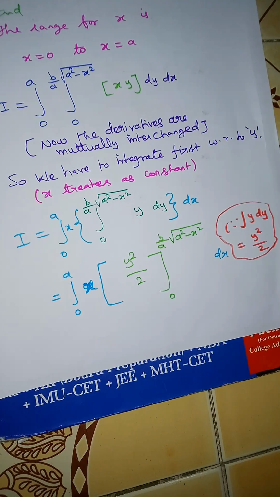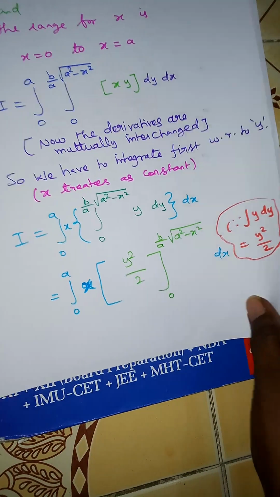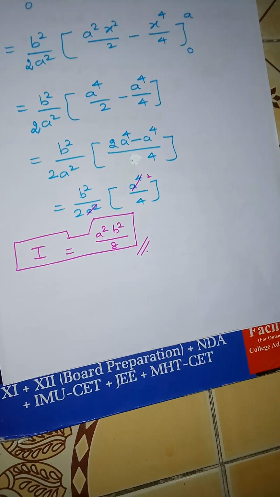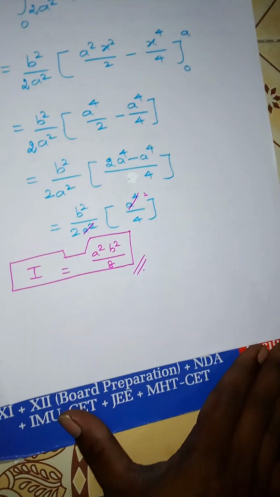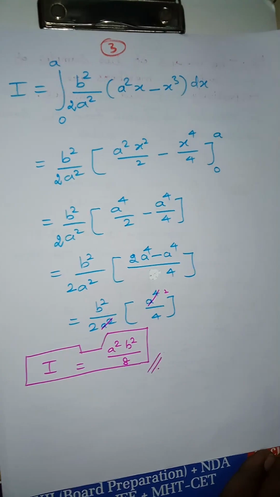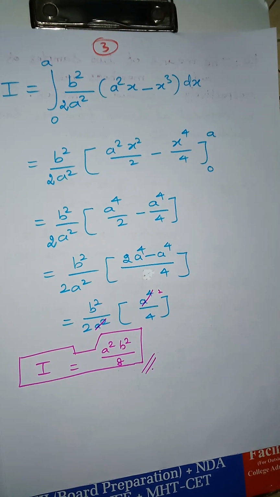Now I'm going to integrate y, which will become y squared by 2. On the right hand side I have written the formula. So keep x as constant, y squared by 2, from 0 to b by a square root of a squared minus x squared, into dx, isn't it? Okay, now for the next one, integrate this. I is equal to the integral from 0 to a of b squared by 2a squared times (a squared x minus x cube) dx.